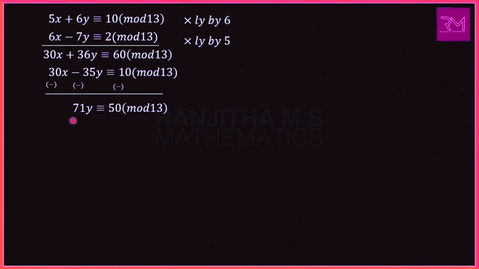Here, observe carefully. This linear congruence has the values 71 and 50, which are greater values. So applying the definition of congruence and solving is a bit of a lengthy procedure.